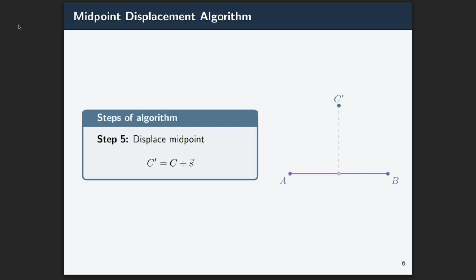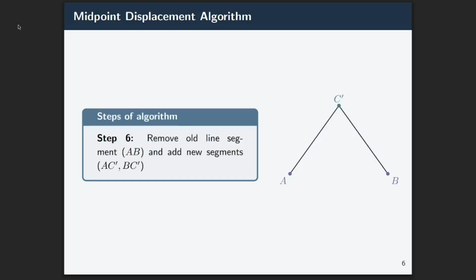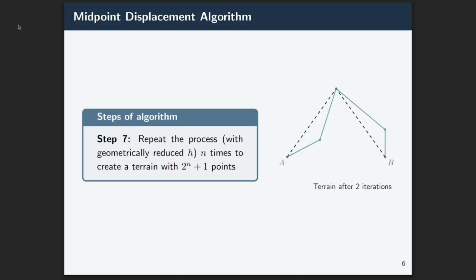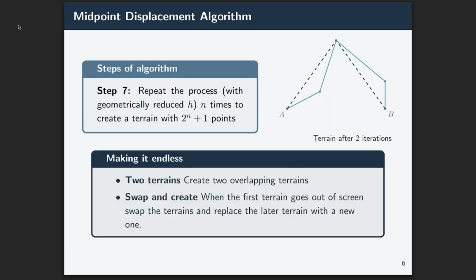Now connect A to C prime and B to C prime. Forget about the previous line segment AB. Repeat the algorithm for AC prime and BC prime, and we're going to get our terrain. Here one thing to note is the next h, the displacement max amount, will be reduced. So it will look more organic. And we can repeat it as much as we want to create more and more resolution. Now we have our terrain.